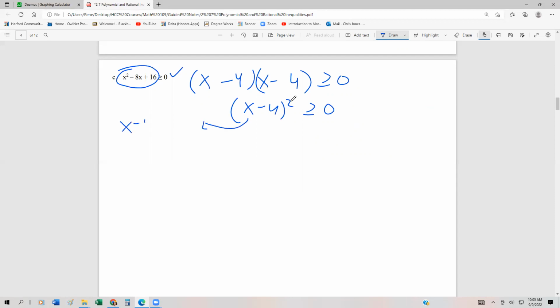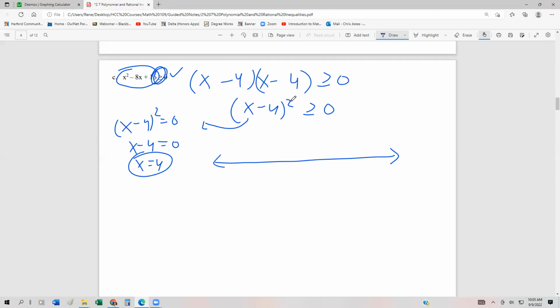So that means that our boundary value, we only have 1, because if we solve this, we set x minus 4 squared equal to 0. If we take the square root of both sides, x minus 4 is equal to 0. And that means x equals 4 is our only boundary point. And it includes it because we have the greater than or equal to.